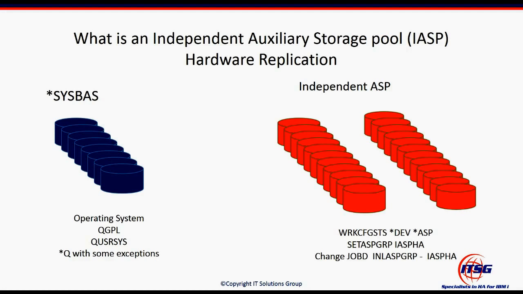So I do a WRKCFGSTS *DEV *ASP to vary it on. Or I have a command, SETASPGRP IASPHA, and I can then access that IASP set of disk. Or I could do a CHGJOBD, change my initial library ASP group to be IASPHA, and then as I log in to the machine, I will automatically have access to libraries that are in that independent auxiliary storage pool.